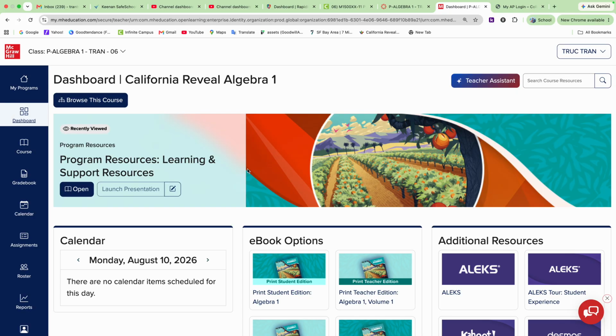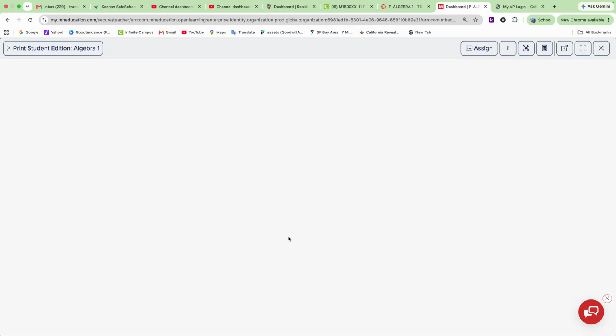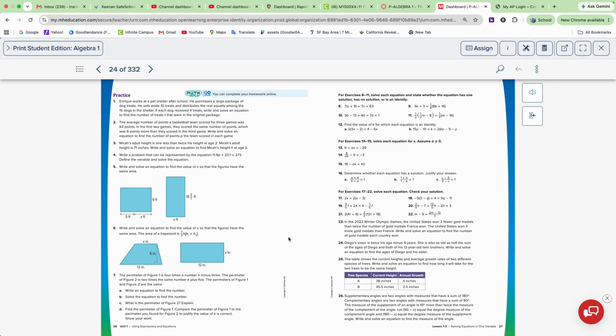On my end, it looks different. But you want to go to the ebook option. So this is the print student edition. You're going to click on that. You want the volume 1 because that's where unit 1 is at. You're going to go and click on the content. It will take you a little bit faster than if you use the arrow here.